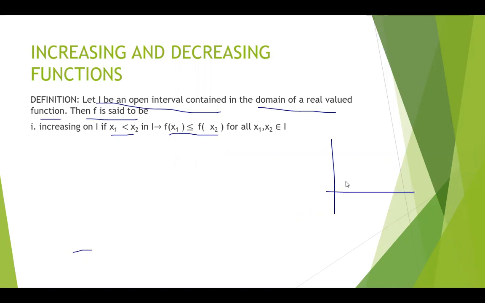So what is the meaning of this? Suppose the curve is increasing like this. This is the point x1, its image is denoted here, f at x1. And this is the point x2, its image is f at x2. When you look at this graph, you will notice that it is in the increasing mode. Here x1 is less than x2. Now you observe the values: f of x1 is here, f of x2 is here, which means f of x1 is less than or equal to f of x2. Thus it is an increasing function.